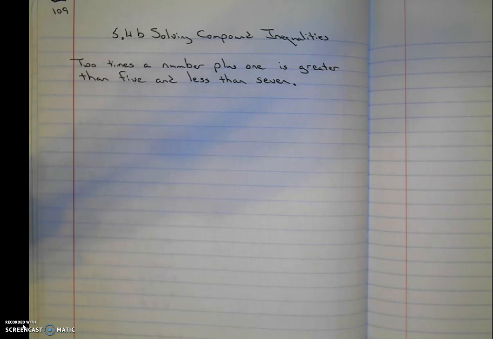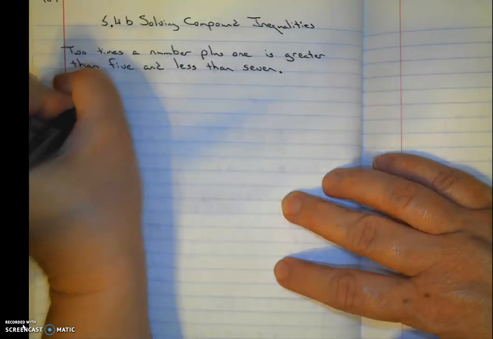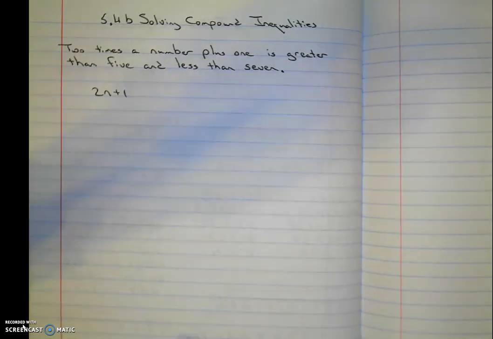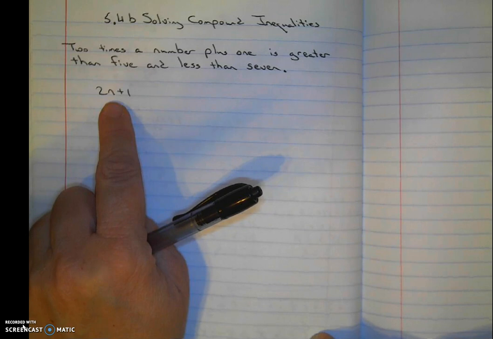Alright, so as you can tell, we're now stepping into the expectation of being able to translate first. We have 2 times the number plus 1 is greater than 5 and less than 7. Okay, so we know we're dealing with 2 times the number plus 1. This amount has to be greater than 5. This amount has to be less than 7.